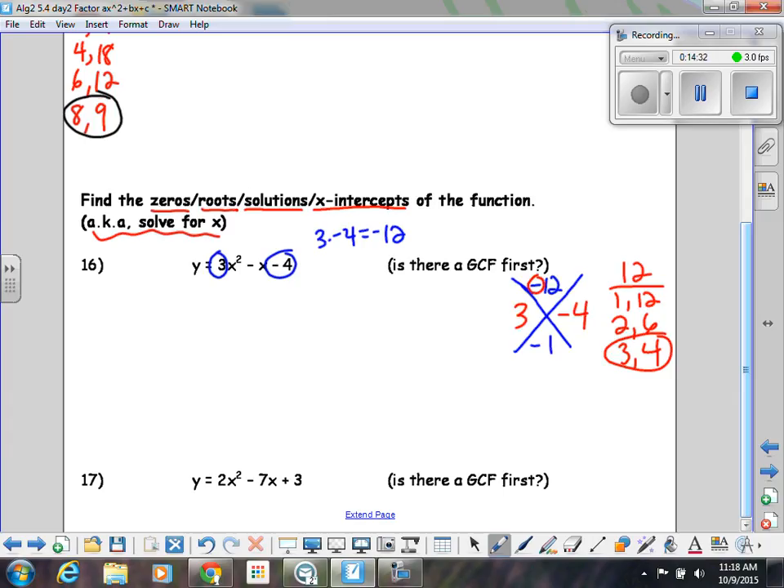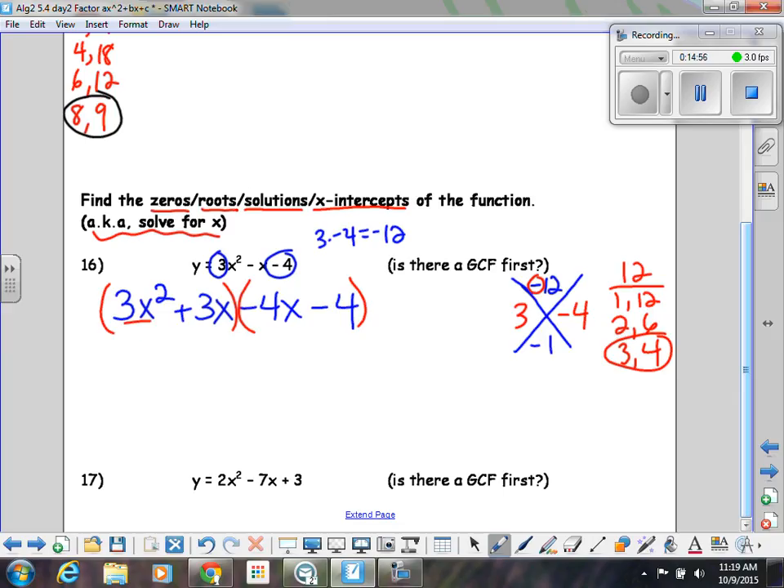4 minus 3. All right, so let's rewrite this, break it into 4 separate parts. So we're going to have 3x squared plus 3x minus 4x, and then the -4 stays the same. So remember, the first and the last stay exactly the same. The middle gets replaced. So group those first 2 and last 2 together.